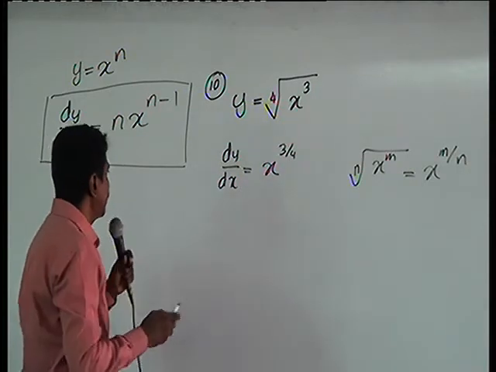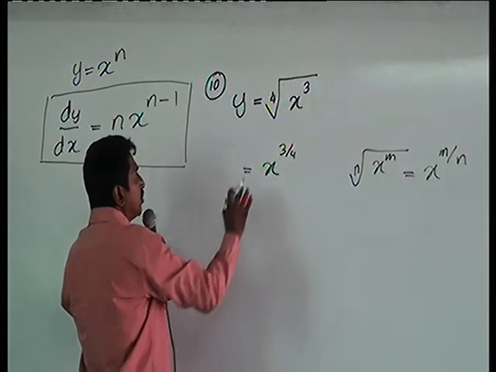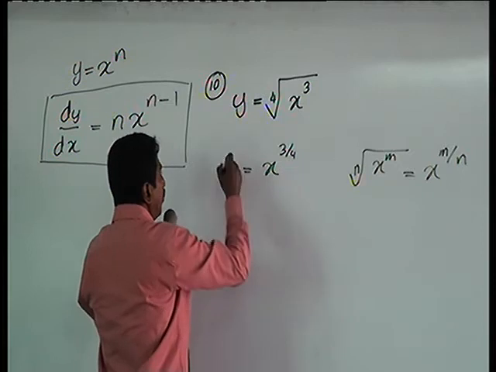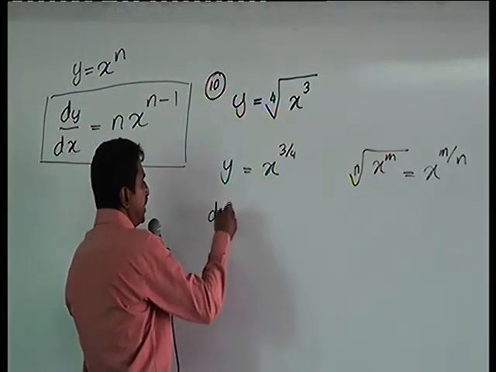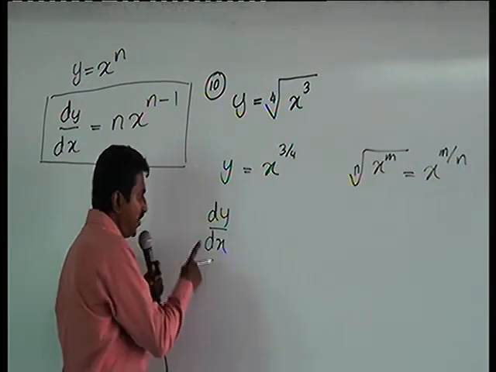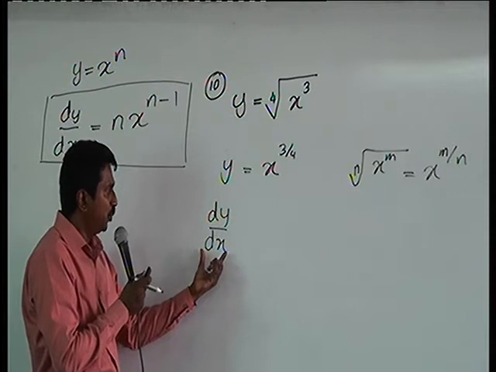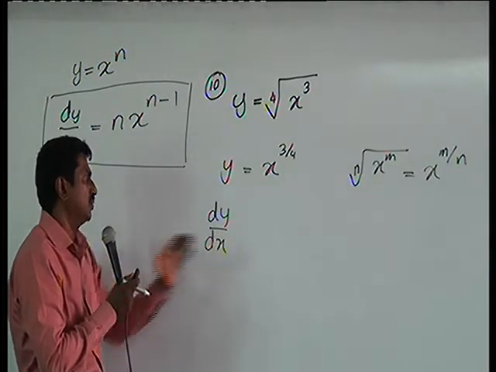Now we can differentiate. Sorry, we can't put the differentiation sign yet. We haven't differentiated; we have only written it using the form. So y is equal to x to the power 3 over 4. Now we differentiate dy by dx. When you put this differential coefficient, that is the point where we differentiate this function.